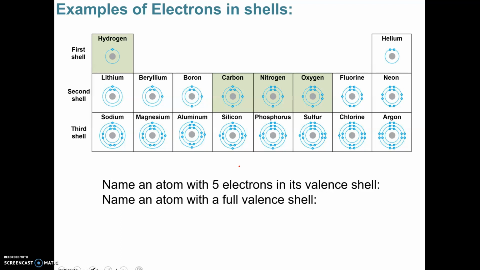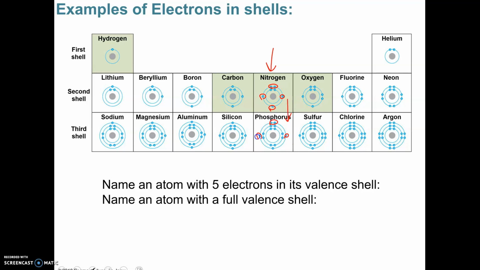So we did this one in class. An atom that has 5 electrons in its valence shell. This is really simple. You would just look at all of the atoms on the periodic table and look for one that in that outer ring has 5. And you'll notice nitrogen is an example of one. So 1, 2, 3, 4, 5. And interestingly, and you'll learn more about this in chemistry, phosphorus would also have 5.